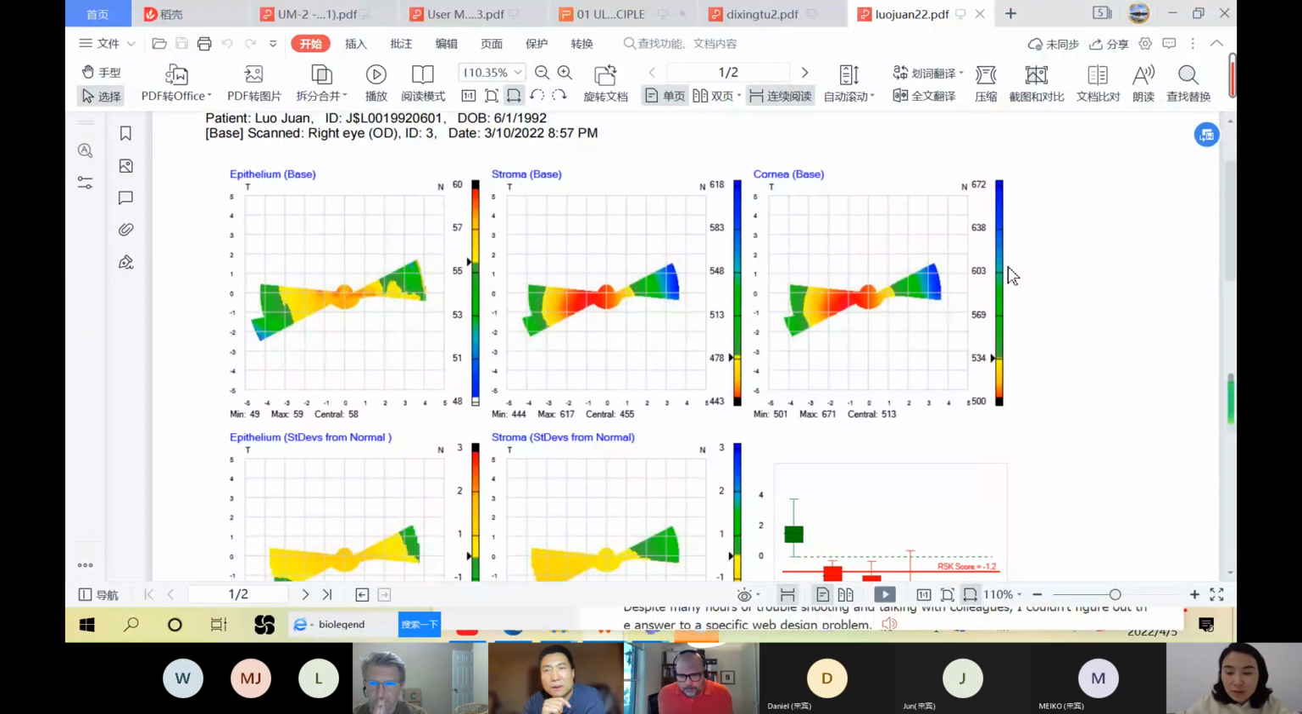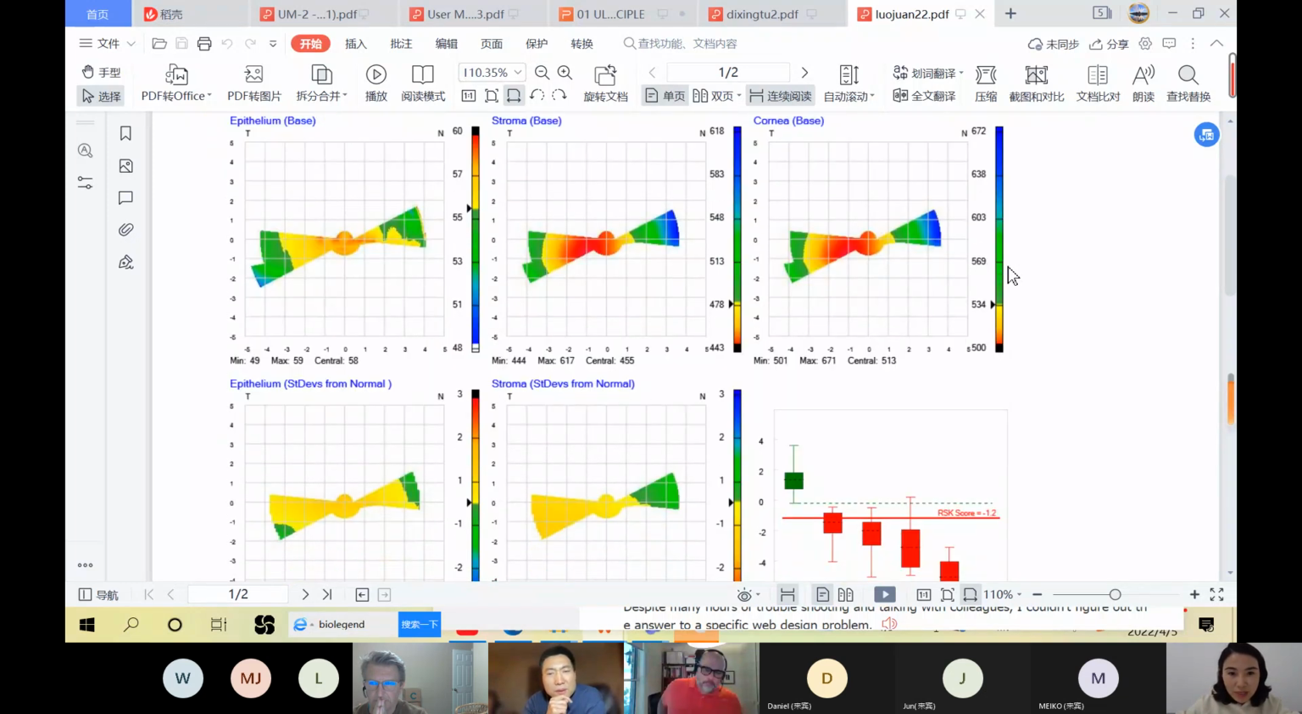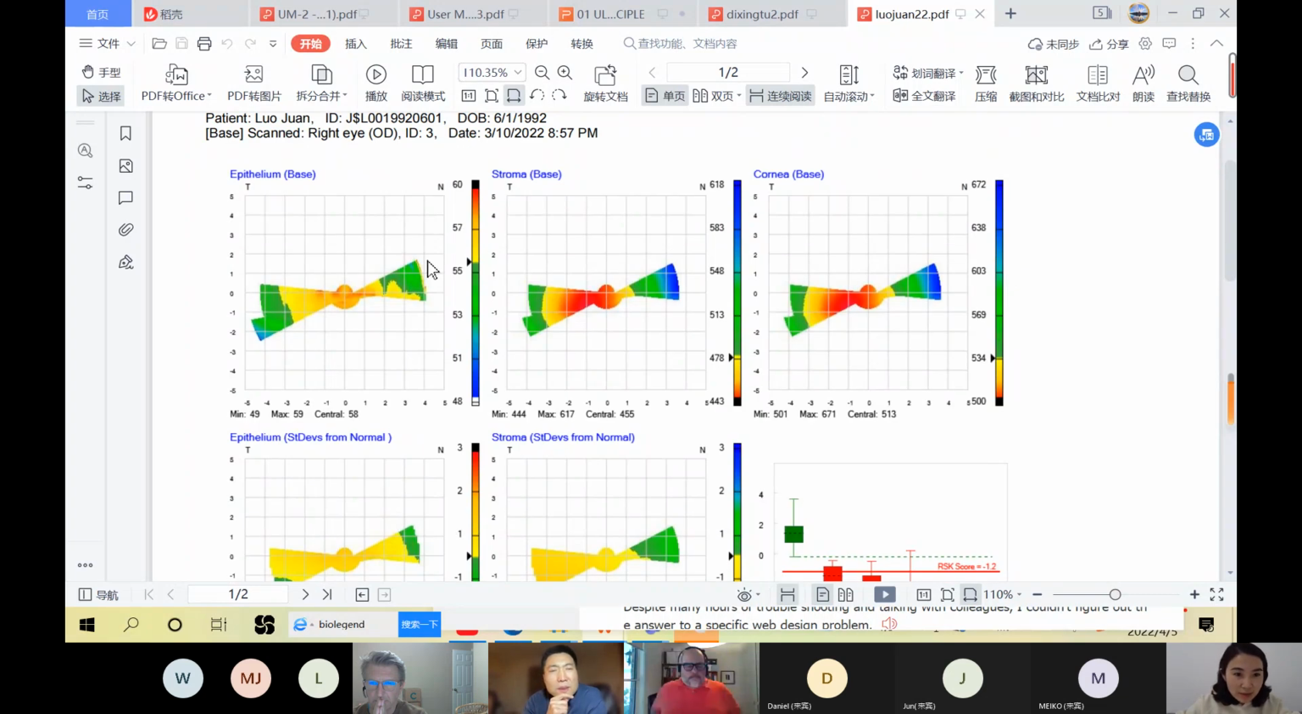Can you see my screen? I can. Yes. So, we met some cases that look just like this. Yes. Condition. Yeah. Now, what do you think?